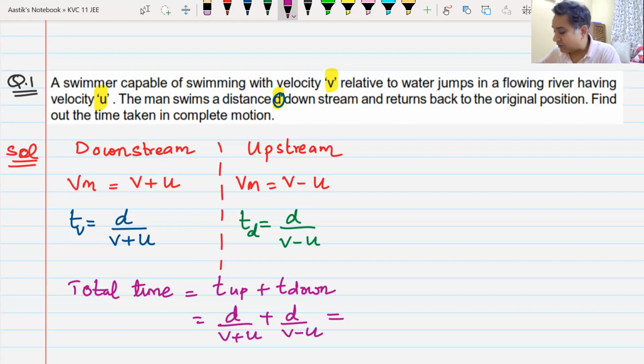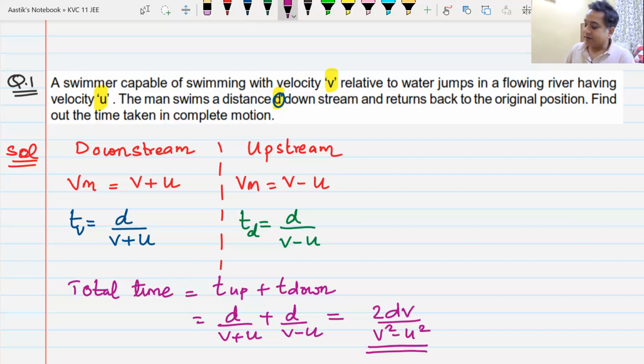I think you were saying 2dv upon v square minus u square. That is the answer for the time taken to go down and then come up, the summation of these two times. So this brings us to an end of today's class.